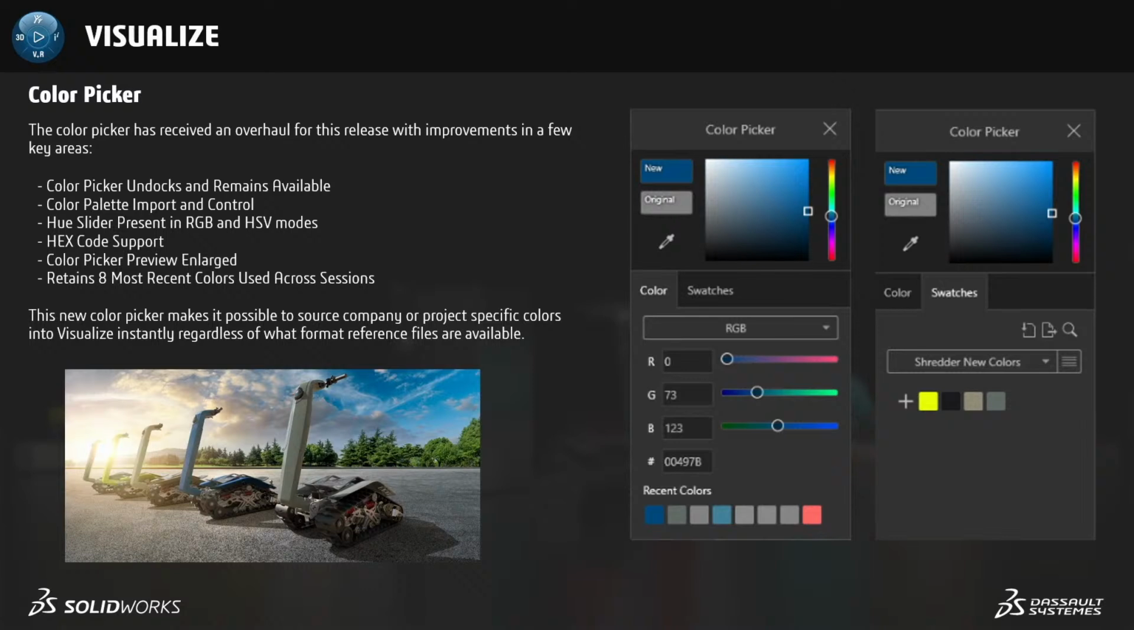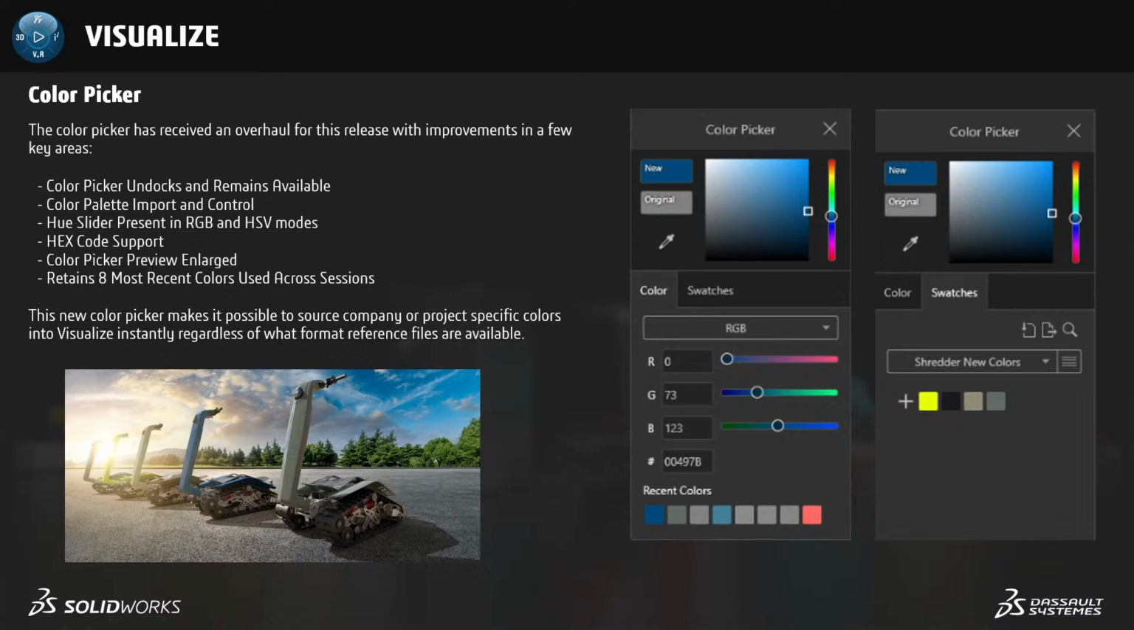And then there's also been a number of enhancements when it comes to the color picker. Number one, you can undock it and keep it available as you're going through your workflow. Number two, you can import a whole color palette to make sure that you're maintaining your branding with this product. You have hue sliders for RGB and HSV modes. You can see in that middle image here, we have these sliders. There's hex code support, so if you'd like to just go ahead and type in or paste a hex code, you have that option as well.